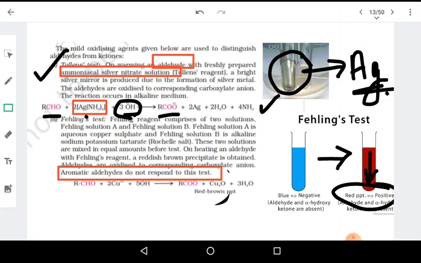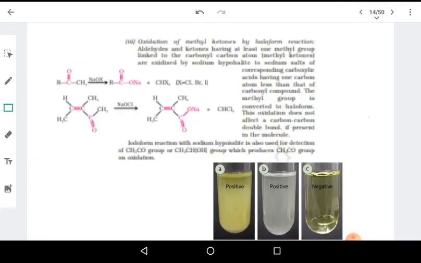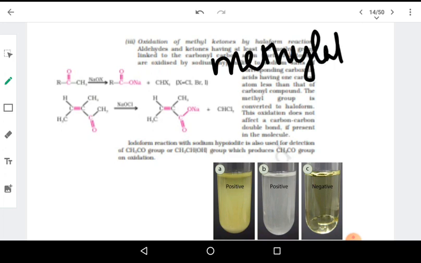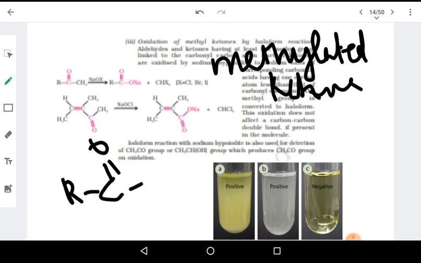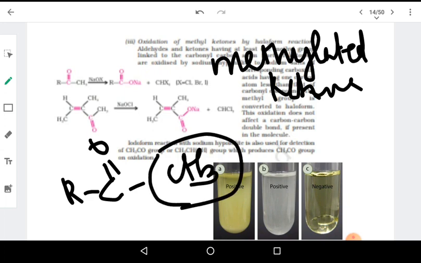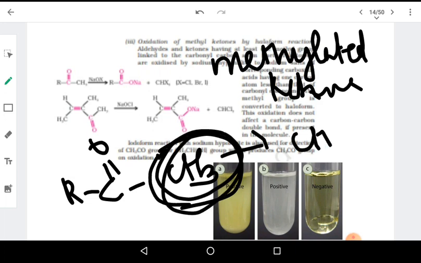Next, let us talk about the next reaction, that is the haloform reaction. Now in the haloform reaction, what is happening? We are treating a methyl ketone. It's very important. We have to take a methyl ketone. A methyl ketone means it has the general formula RCOCH3. Here we do not need any other group, we need CH3 alone, right? So this group will be moving out as CH3.